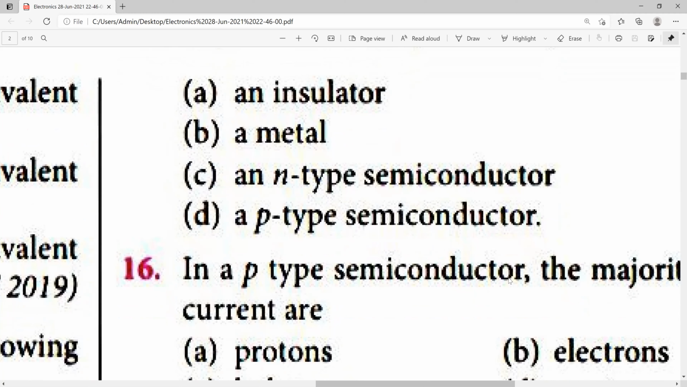By observing the diagram, it is a p-type semiconductor. Therefore, for the 15th one, the p-type semiconductor is the right answer.